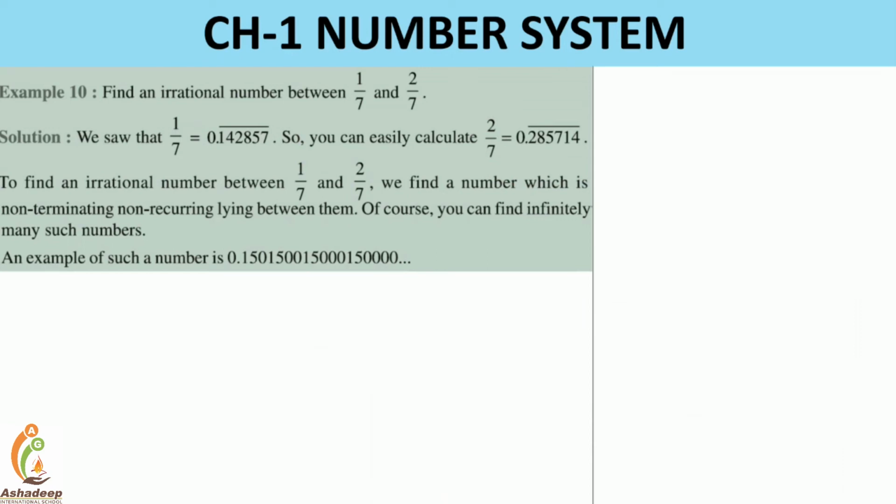If the number is non-terminating, non-recurring, then it is an irrational number, right? So the same example is written over here, and that is 150, 1500, 15,000, 150,000, right? So this is an irrational number. You can create ample examples on your own. This kind of question is asked in the examination.